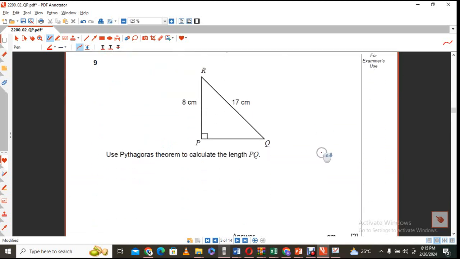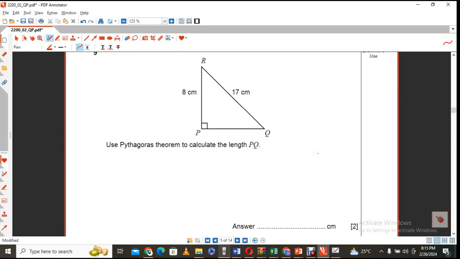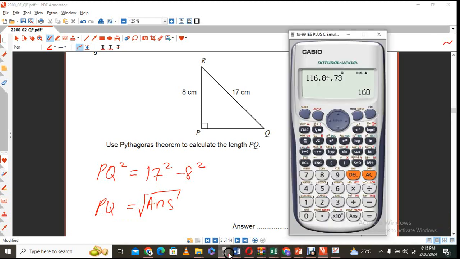Question 9. Use Pythagoras theorem to calculate the length of PQ. So when you're looking for a short side, you subtract. So 17 squared minus 8 squared, whatever that answer is, you're going to take the square root in order to find the value of PQ. So go ahead and use your calculator.